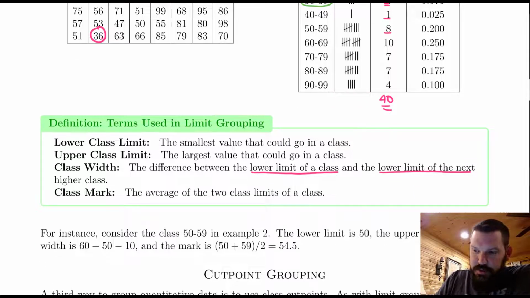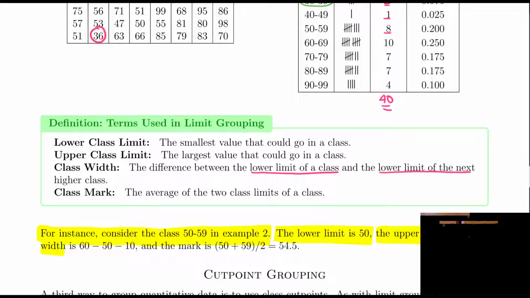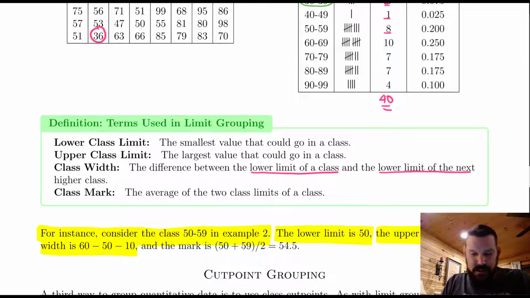And I actually broke this down. If we consider the class 50 to 59 in example 2, the lower limit is 50, the upper limit is 59. The width is 60 minus 50. That should be equals 10, not minus 10. And then the class mark is 50 plus 59 divided by 2. It's 54 and a half.